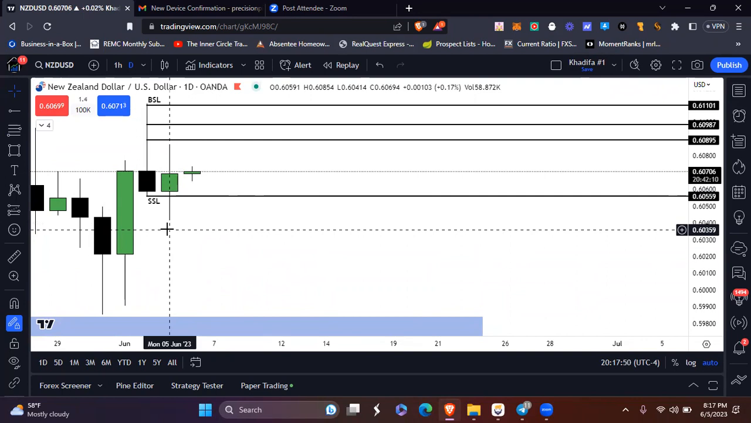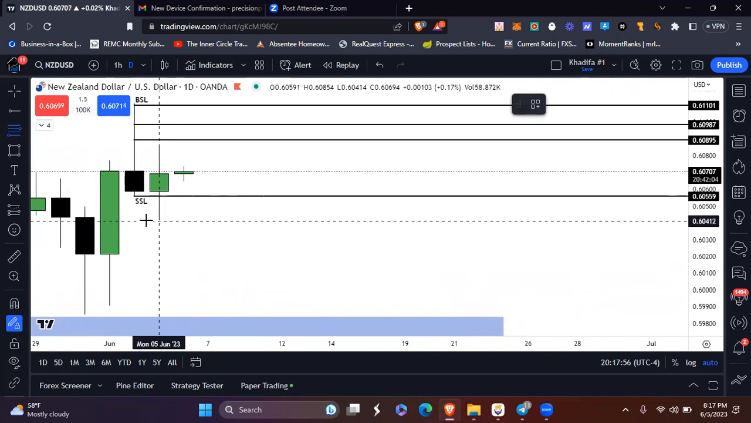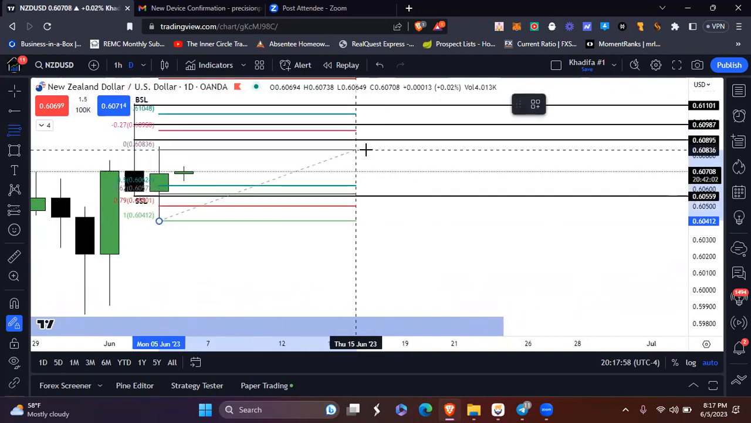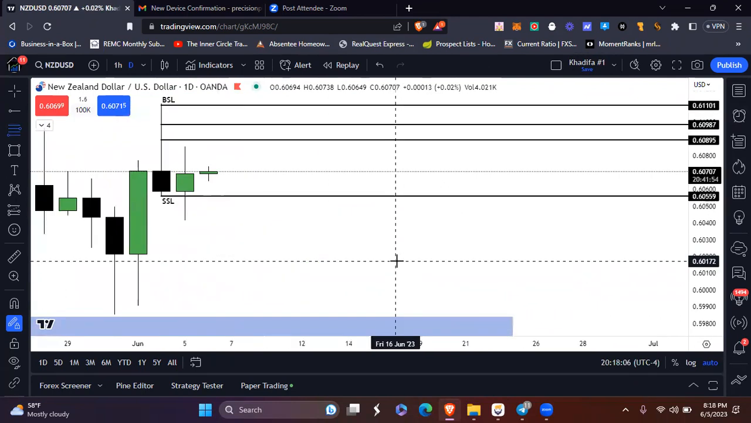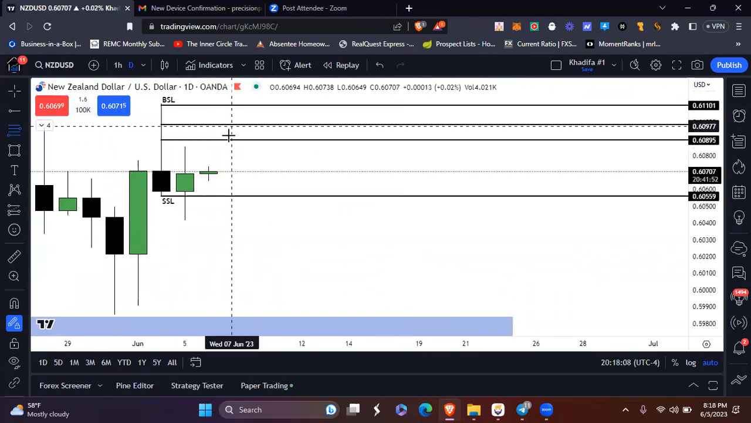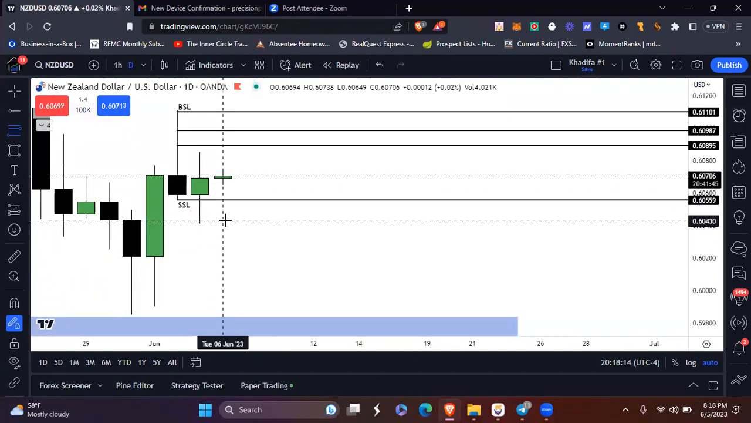I mean, you can mark Monday up too. Let me see. NZD probably just runs up. I don't see too much of a need for it to get down.